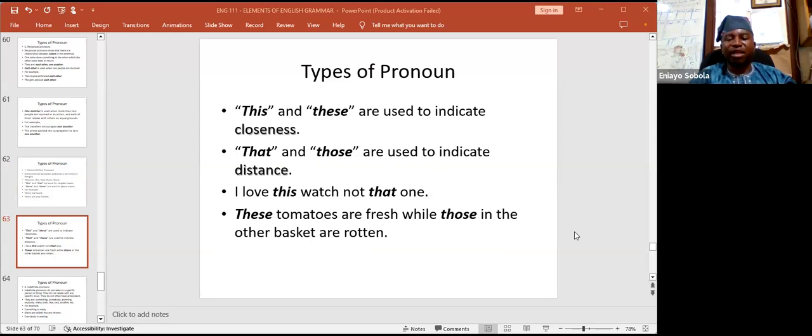These tomatoes are fresh, while those in the other basket are rotten. The fresh tomatoes are closer to the speaker, while the rotten tomatoes are far away from the speaker.